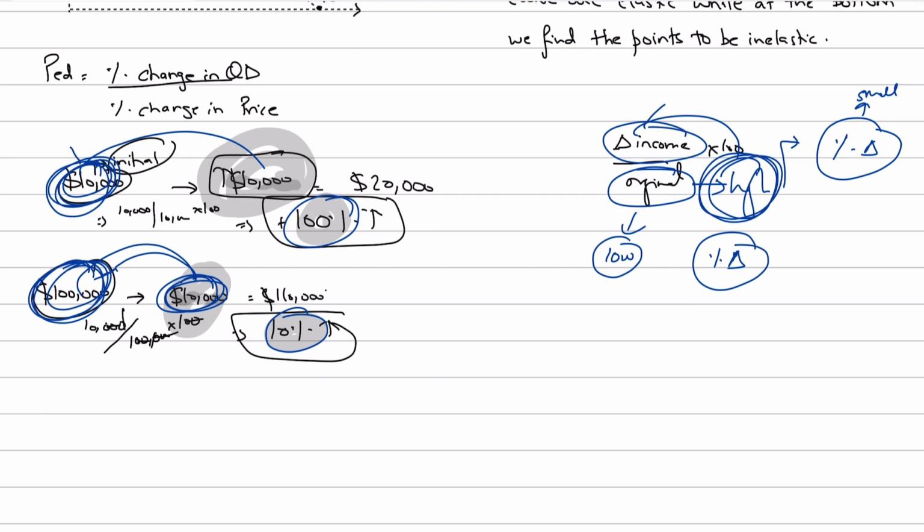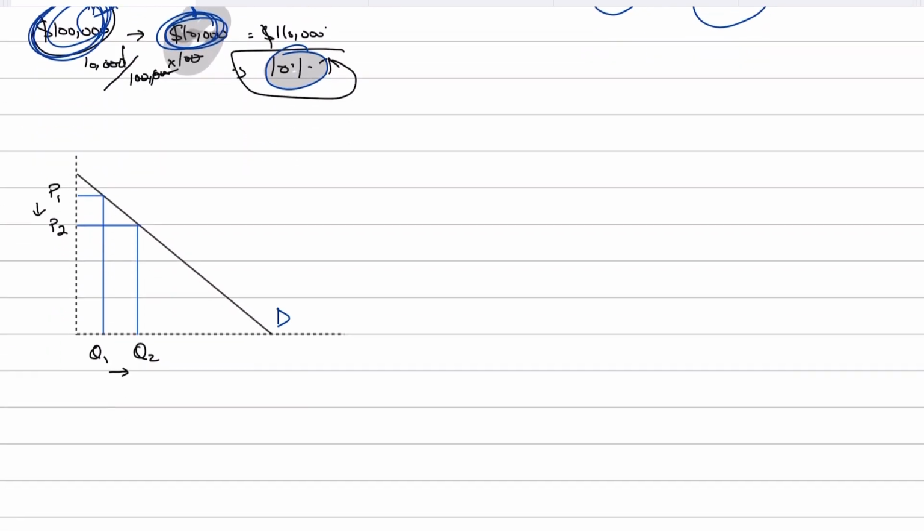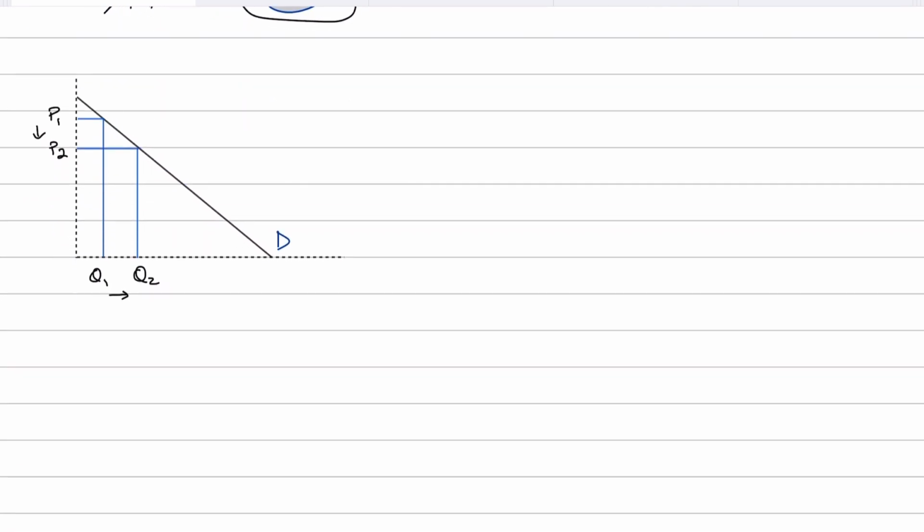So now we'll apply the same logic and reasoning to our demand curve and the elasticity formula, and let's see what we can derive out of it. So guys, I have drawn a demand curve over here, and I have reduced the price from P1 to P2, and the quantity is going up from Q1 to Q2.